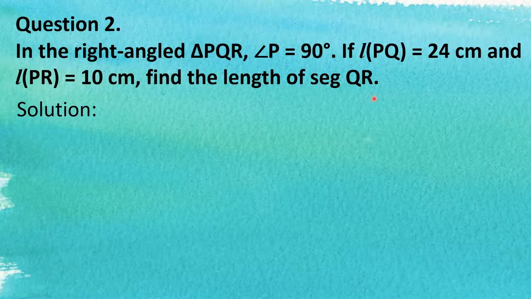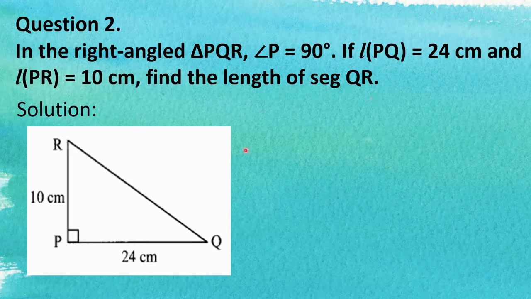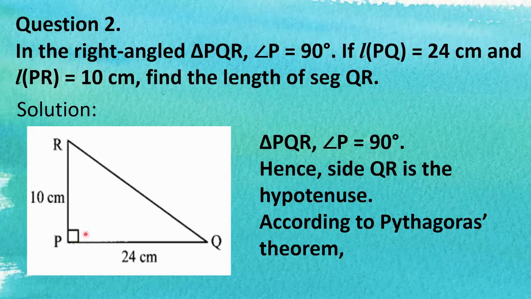Let's see solution. So in this diagram you can see triangle PQR where angle P is equal to 90 degree. So hence side QR is the hypotenuse. So here you can see side QR is the hypotenuse according to the Pythagoras theorem.